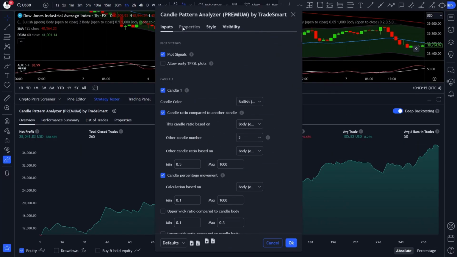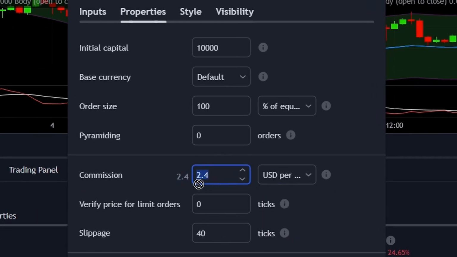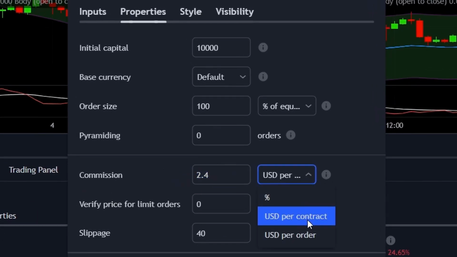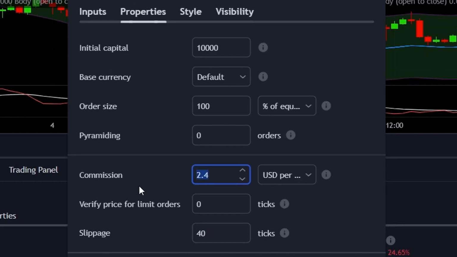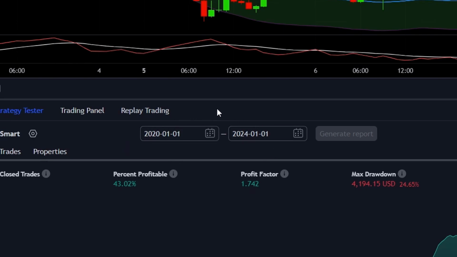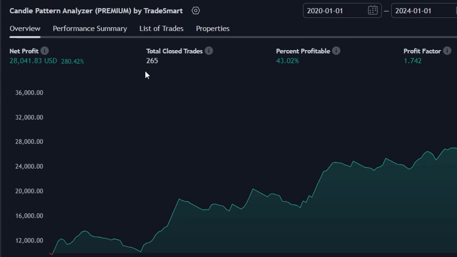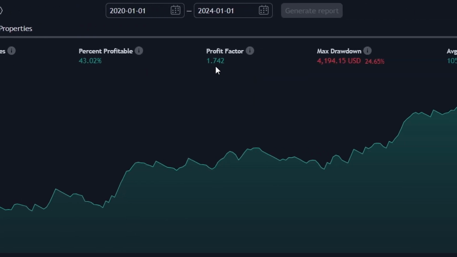For the backtest, I am using 2.5% risk per trade, and I added a 2.4 USD per contract commission and a 40 tick slippage. These fees should be realistic with most of the brokers. And here are the results. I optimized the strategy from the 1st of March 2020 till the 1st of March 2024, and during this period the script took 265 trades, generated 280% net profit with a 33% win rate, 1.7 profit factor and 25% maximum drawdown.